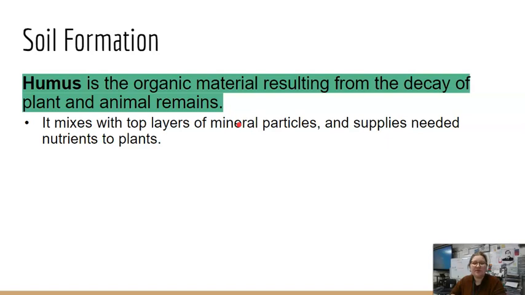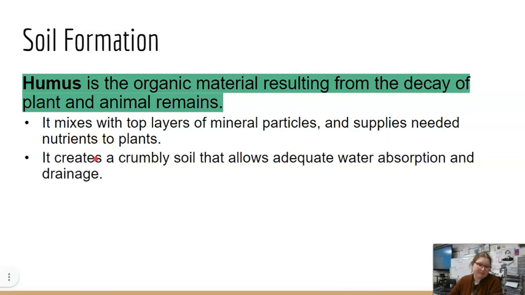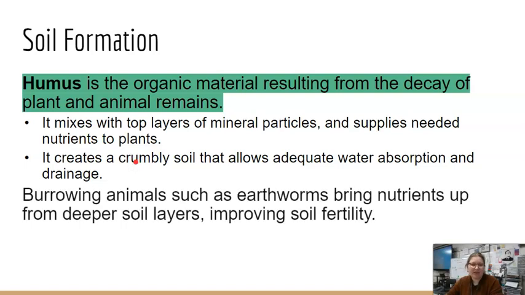It mixes with top layers of mineral particles and supplies needed nutrients to plants. So that's how plants in the wild get their nutrients. They don't have artificial fertilizers being put on. They get it from things dying and decaying. It creates a crumbly soil that allows adequate water absorption and drainage. And burrowing animals such as earthworms bring those nutrients up from deeper soil layers, improving soil fertility.